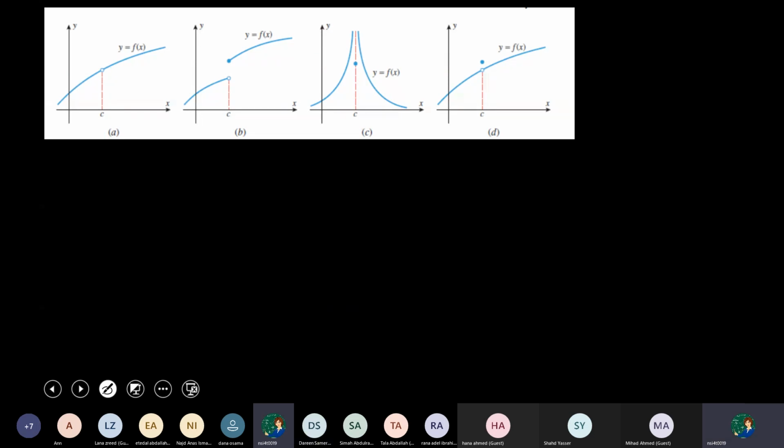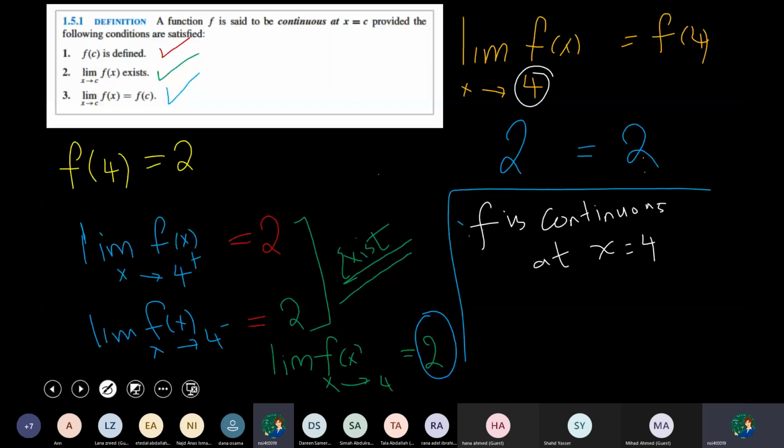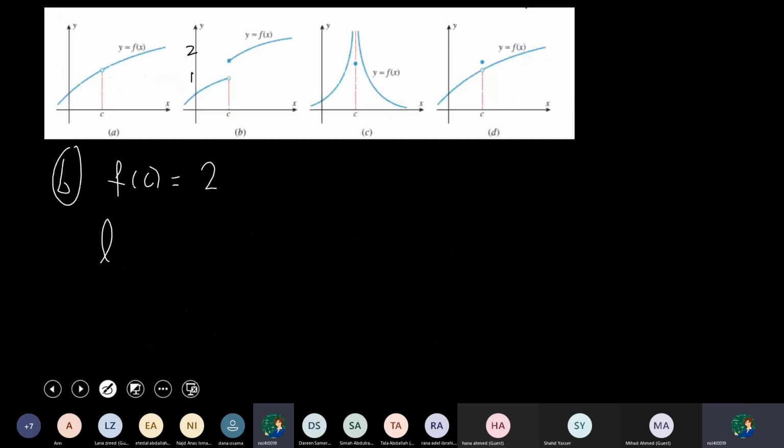Now, let's see B. For B here now, f of C is equal to what? I cleared the numbers. f of C is equal what? 2. Thank you. Now, so it is defined. So the first condition was satisfied. Now look at the second one here.